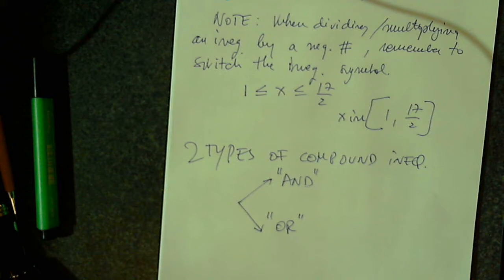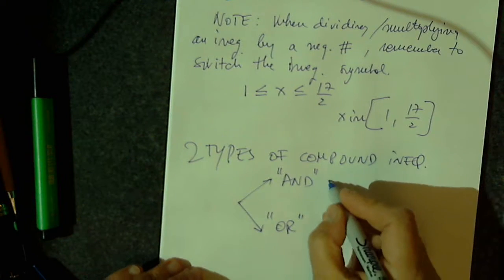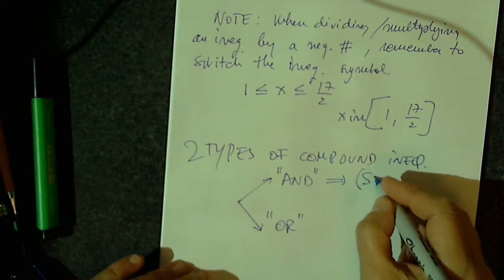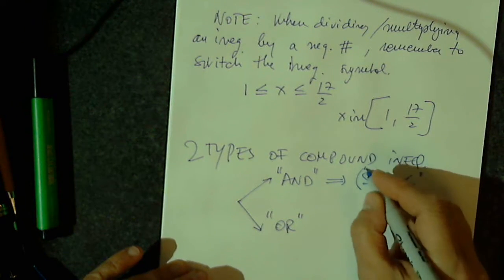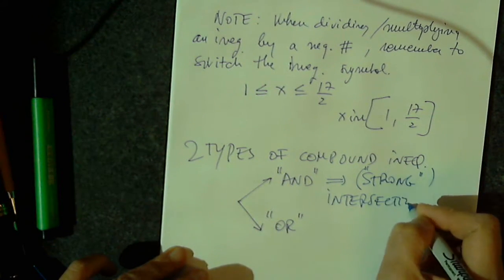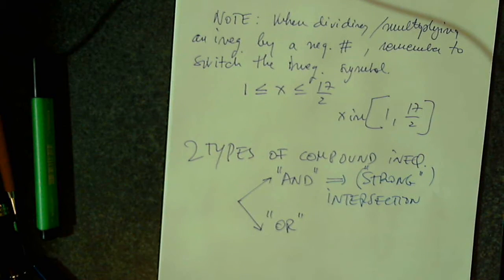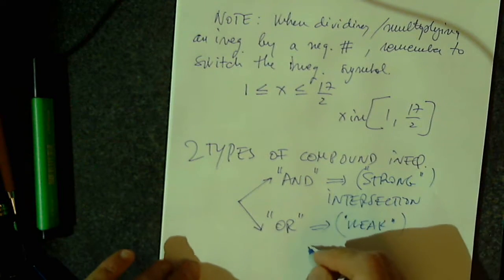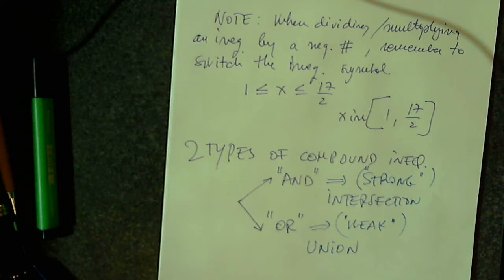They are totally different. The and, I will put in parentheses just for you to remember, is strong. It means intersection. The or is weak. It means union. And I'll explain in a minute what I mean by strong and weak. Strong is a double condition. Weak, one or the other.